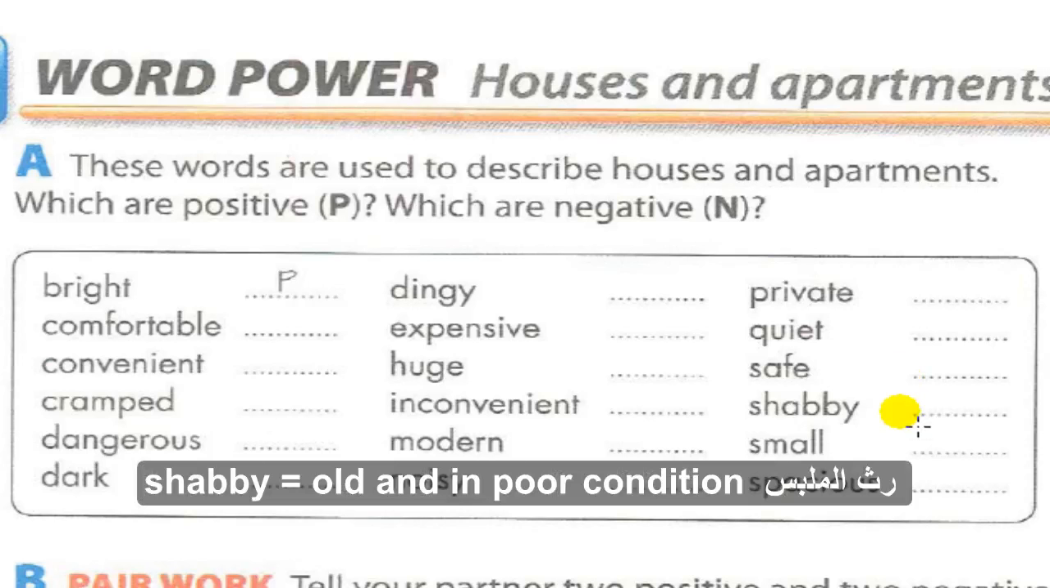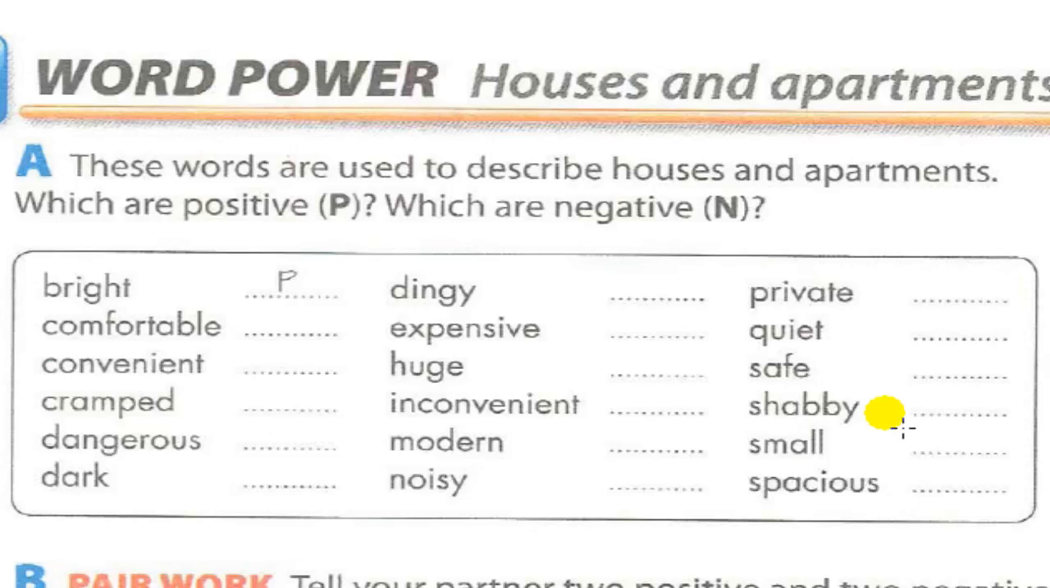Safe, opposite of dangerous. Dangerous, opposite of safe. So safe, positive, P. Shabby, old and in poor condition. My house is shabby. My house is too old. So this is negative. Small. My house is small, negative. Spacious, from space, means big. My house is big. Positive, P.